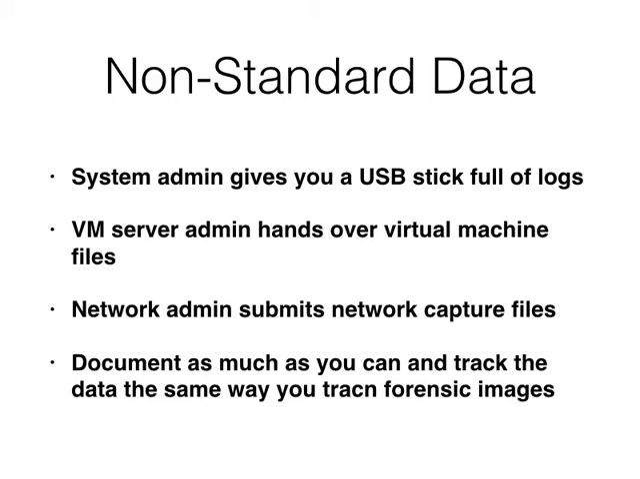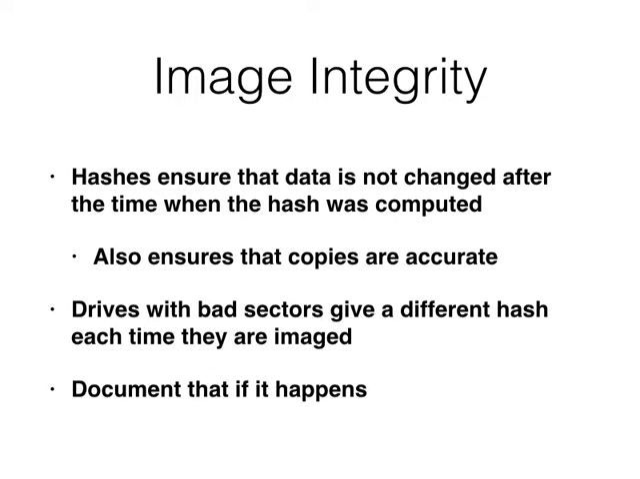All right, so that's image integrity. Everything you collect, you want to put a hash value on it so that if you make a copy of it later, you can verify that it hasn't been altered. And if you have a drive that is failing with bad sectors, it will give you a different hash every time you image it. This is also true of SSDs that are undergoing garbage collection. The data is evaporating while you're imaging it. So when you take another image, you get a different hash. That doesn't necessarily mean you did anything wrong, so you just should be aware of that.